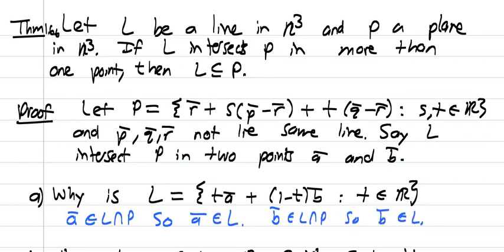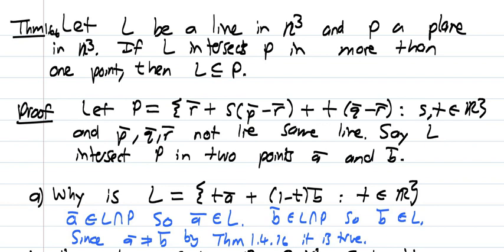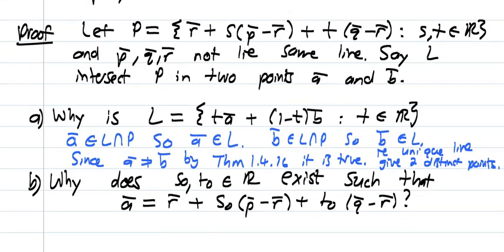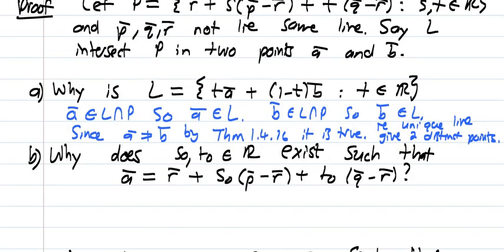All right? Now, since A and B are distinct points, we know by theorem 1.4.16 that it is true. You can say it in words, i.e. unique line given two distinct points. So if you forgot the name of the theorem, you can say that there's a unique line that passes through two distinct points.